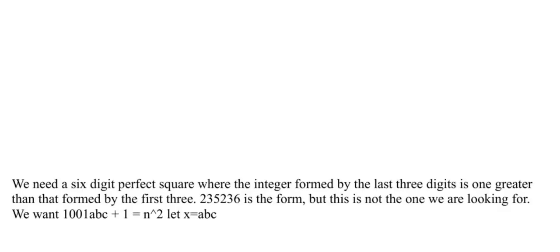This is question 1 from round 1 of the British Mathematical Olympiad, January 1993. We need a 6-digit perfect square where the integer formed by the last 3 digits is 1 greater than that formed by the first 3.